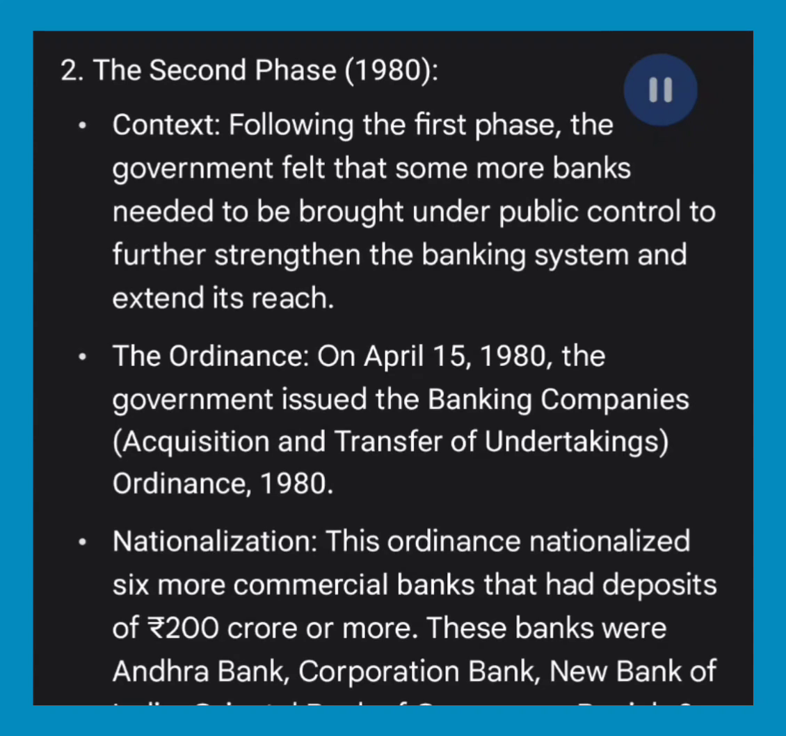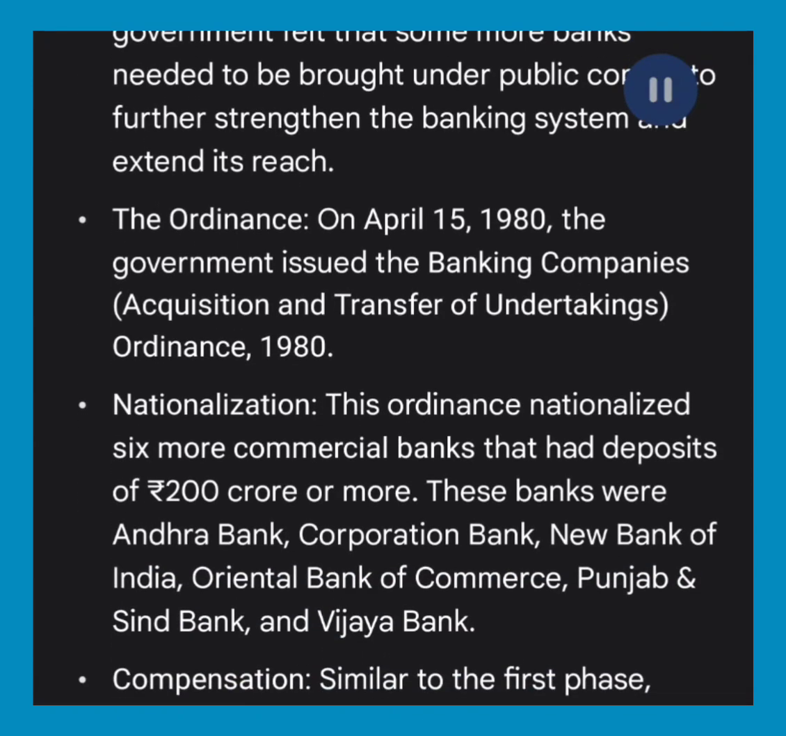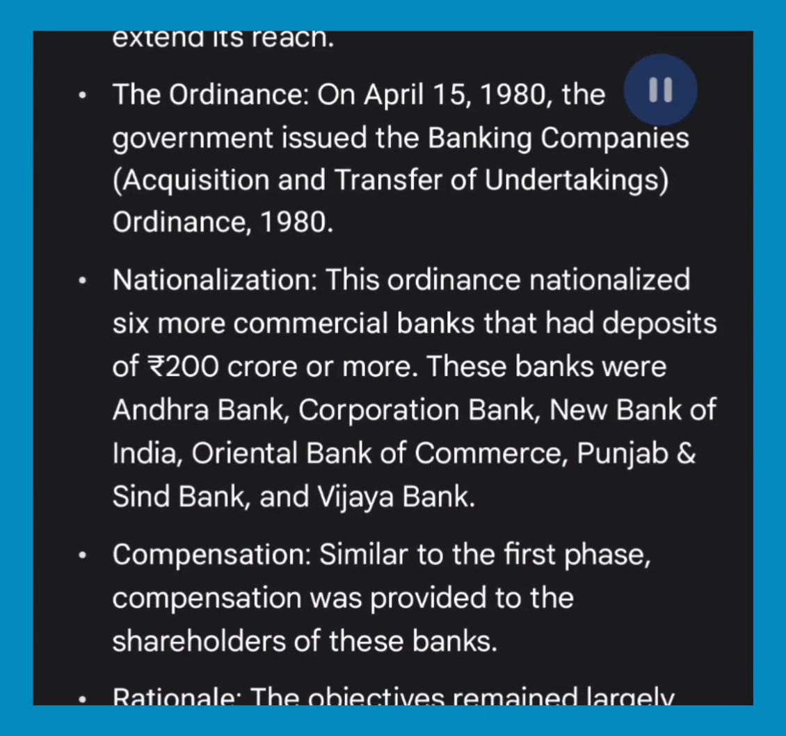Context. Following the first phase, the government felt that some more banks needed to be brought under public control to further strengthen the banking system and extend its reach. The Ordinance. On April 15, 1980, the government issued the Banking Companies, Acquisition and Transfer of Undertakings, Ordinance 1980. Nationalization. This ordinance nationalized 6 more commercial banks that had deposits of 200 crore rupees or more. These banks were Andhra Bank, Corporation Bank, New Bank of India, Oriental Bank of Commerce, Punjab and Sindh Bank, and Vijaya Bank.